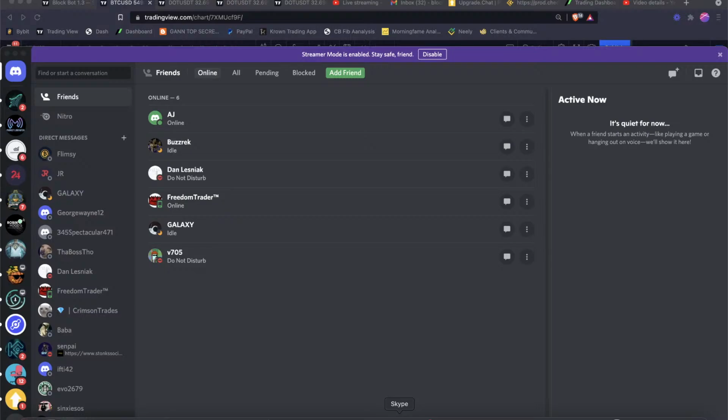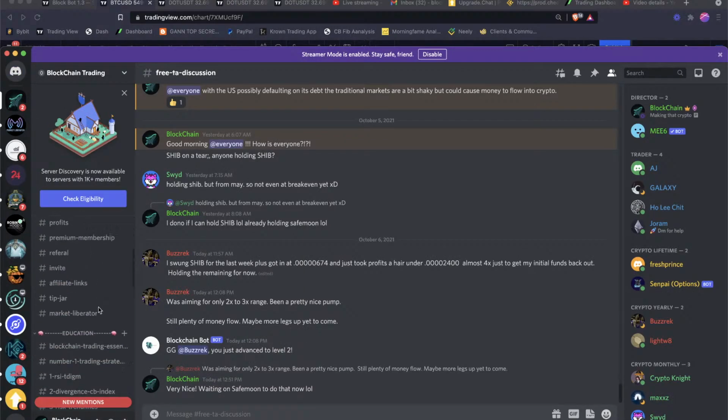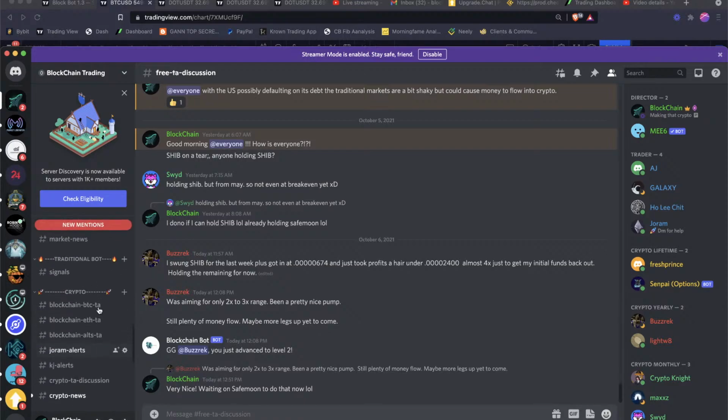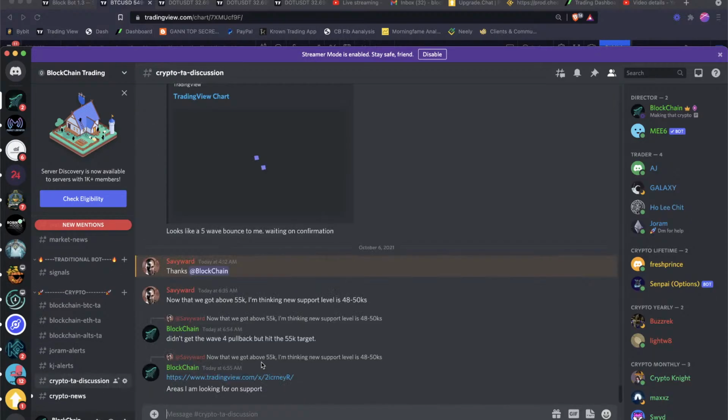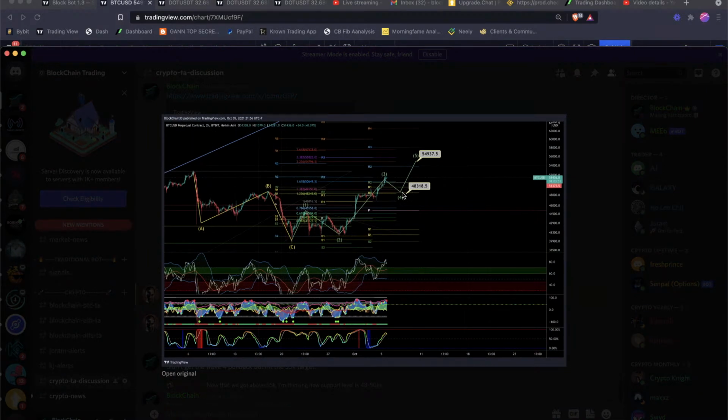So if we go into the Discord here, right, this is where we were yesterday. That's where I was looking for a deeper retrace down here, basically the 48.3 for a wave 4. I was counting this as a completed 5-wave move for a 3rd wave, but we didn't get that. So I'm going to have to reevaluate a little bit and kind of go from there.